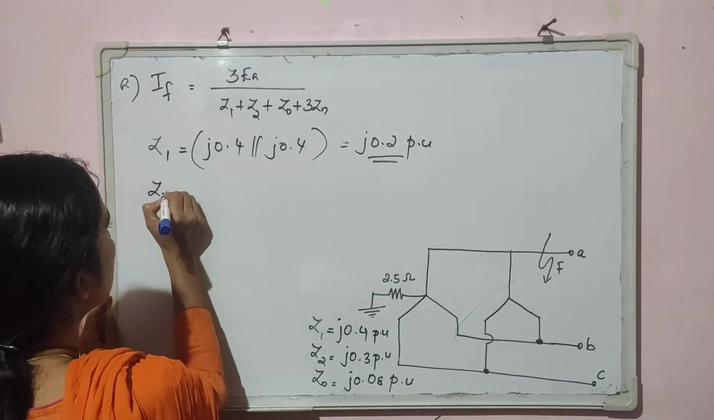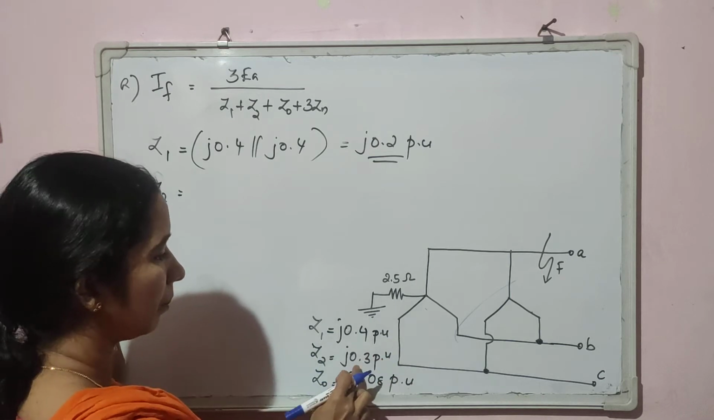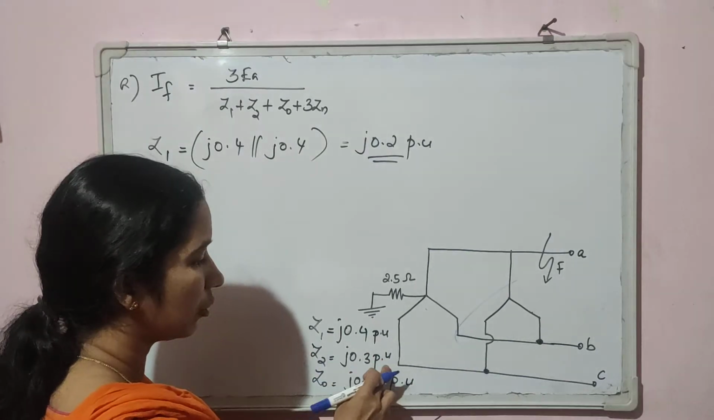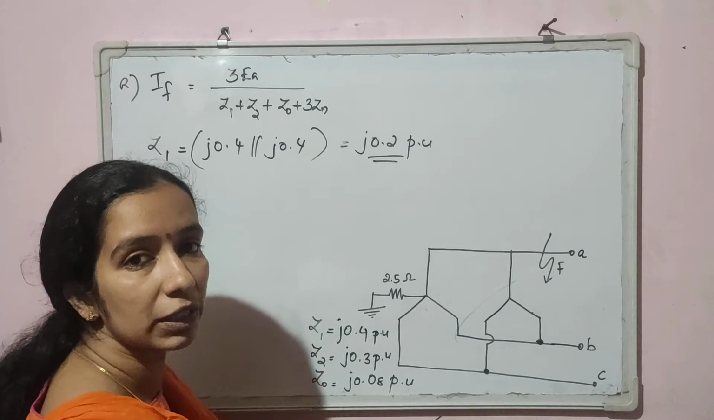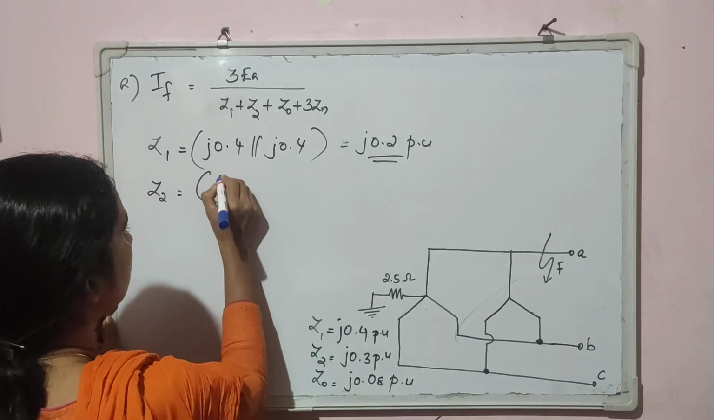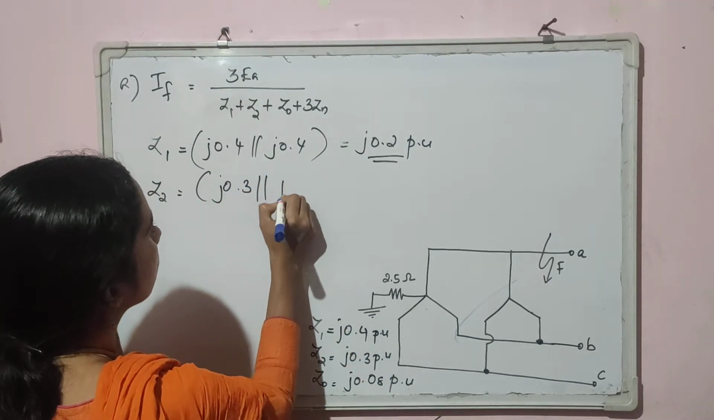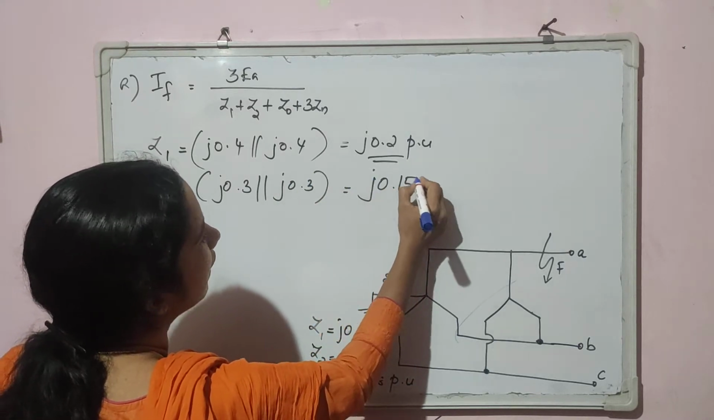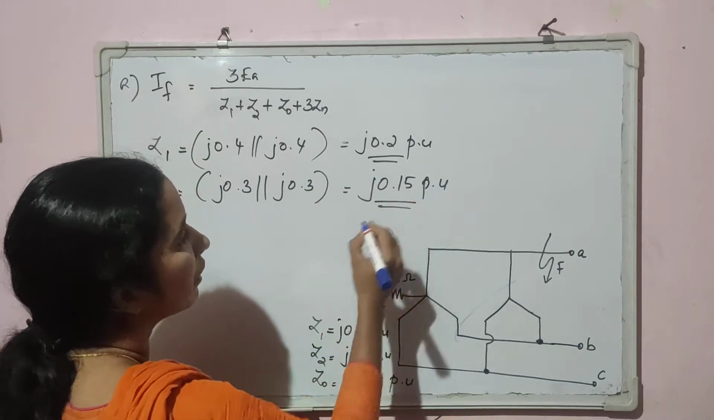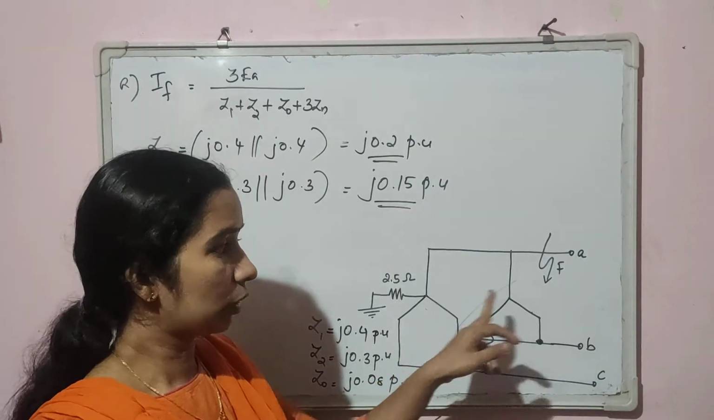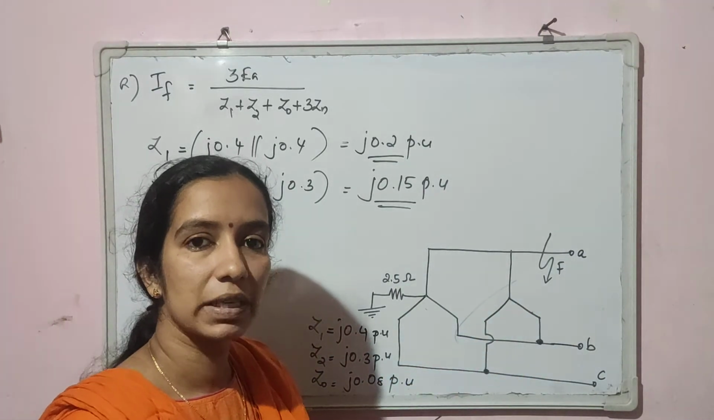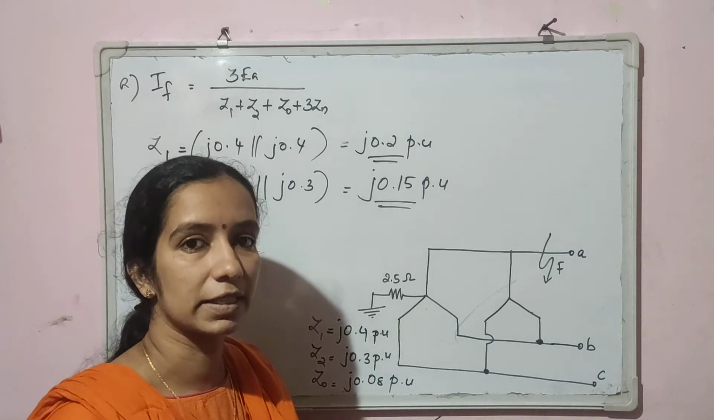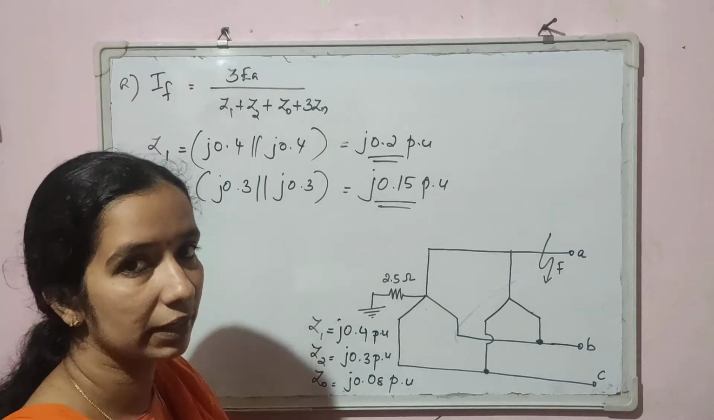Now Z2, similarly, will be the parallel combination of two j0.3 per unit reactances. The answer will be j0.15 per unit. So we got the value of total positive sequence reactance as well as total negative sequence reactance. Now we need the zero sequence reactance.